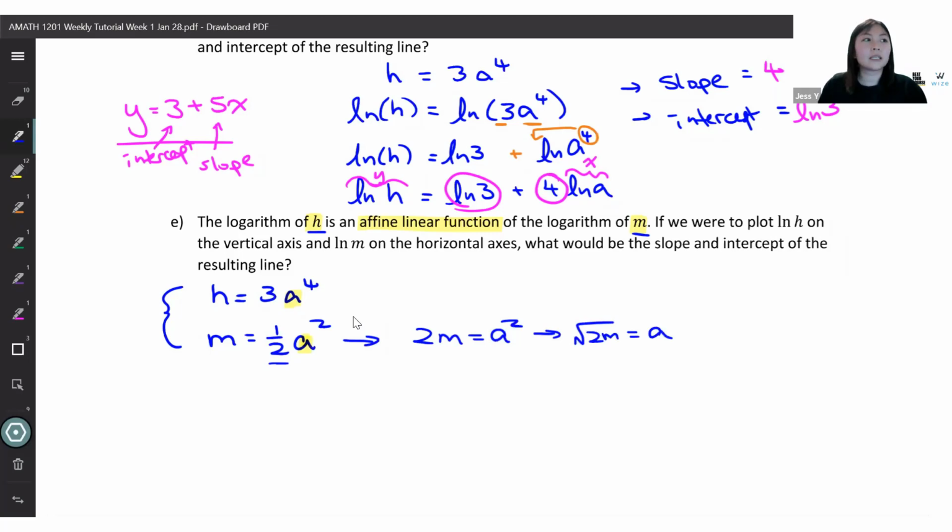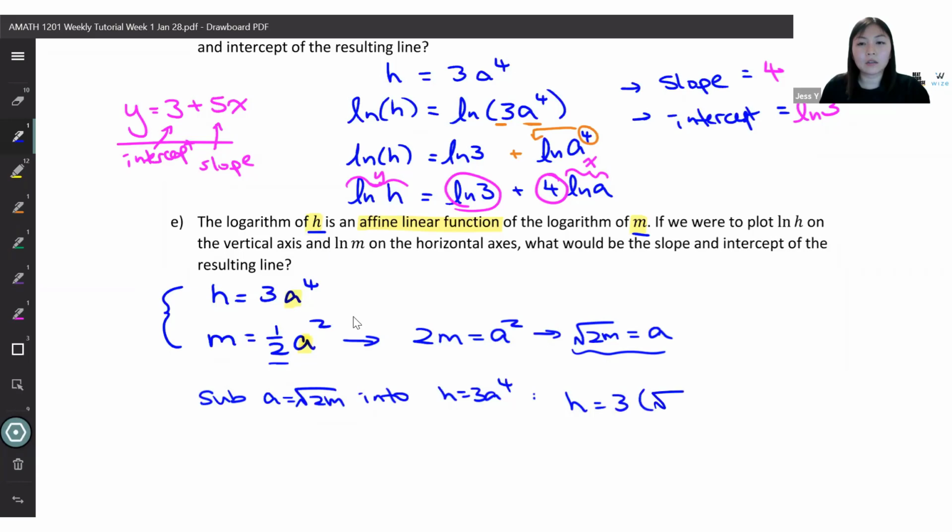I know there's technically that plus or minus thing happening, but I'm going to ignore that for now. Now I have this: a equals the square root of 2m. I'm going to substitute that into my h equation. So instead of h equals 3a to the 4th, we have h equals 3, and instead of a, it's now the square root of 2m to the 4th.